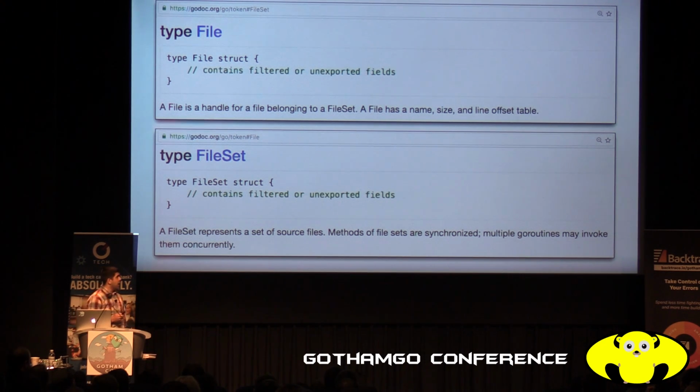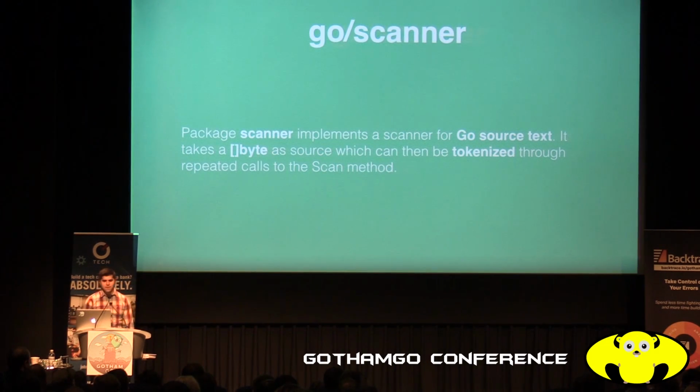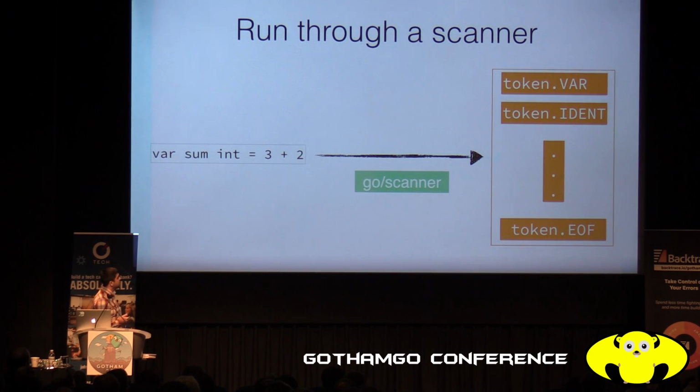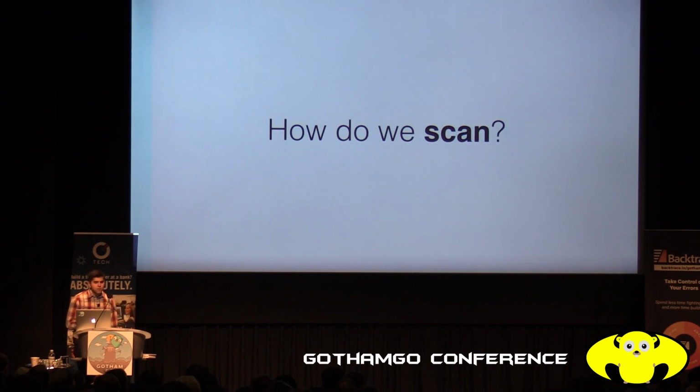So now, how do we get the tokens? By using the scanner. The scanner, also called the lexer, just reads a slice of bytes and then gives you the tokens one by one. Here's a very simple example. This is our source code, and we're passing it to the scanner, and it gives us the tokens. So how do we scan?